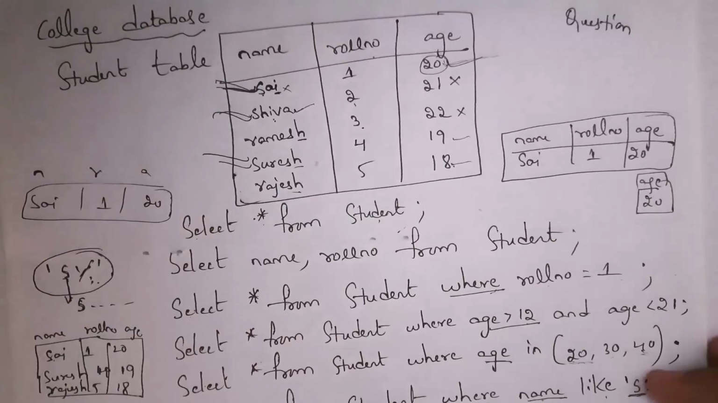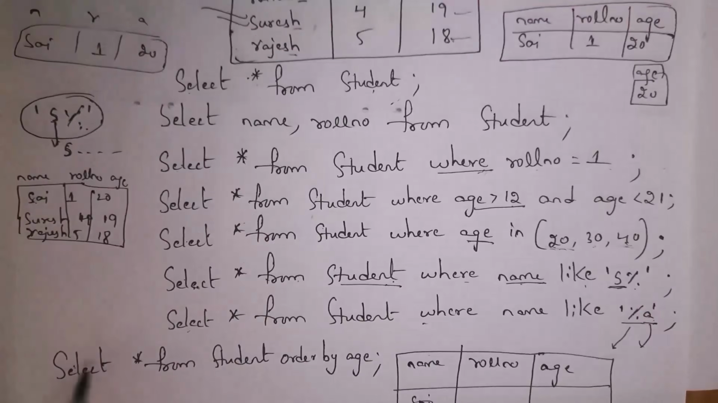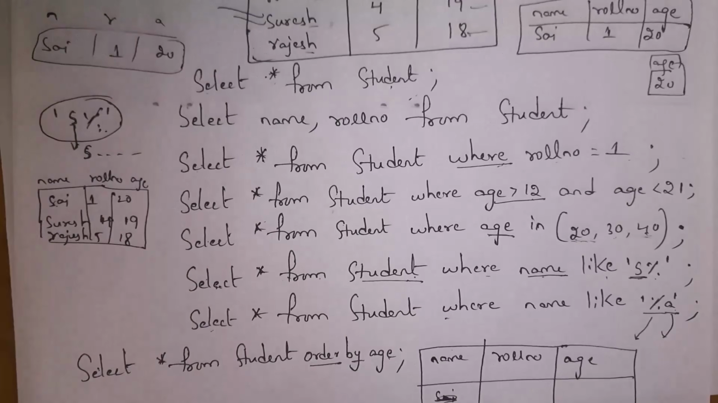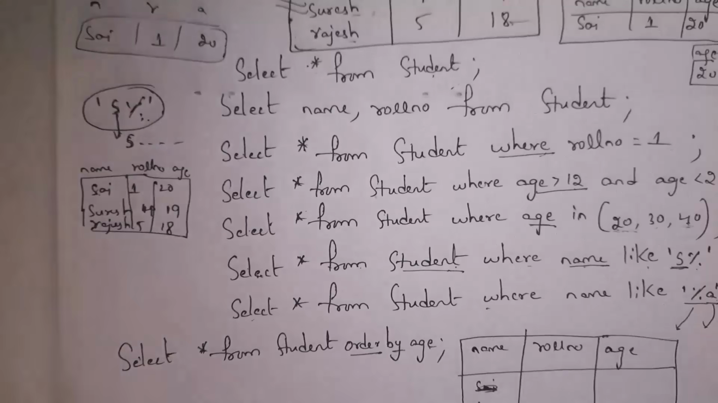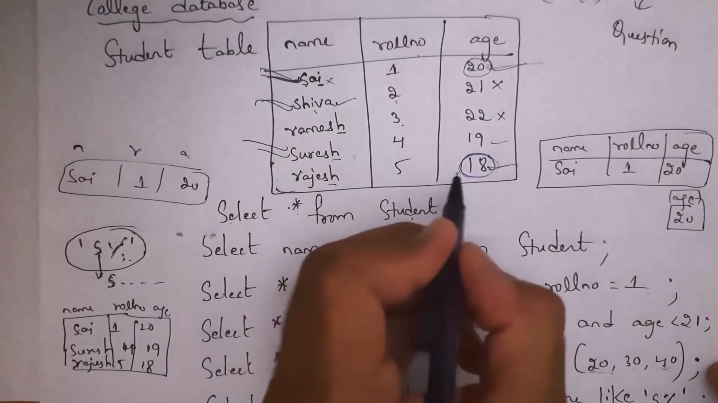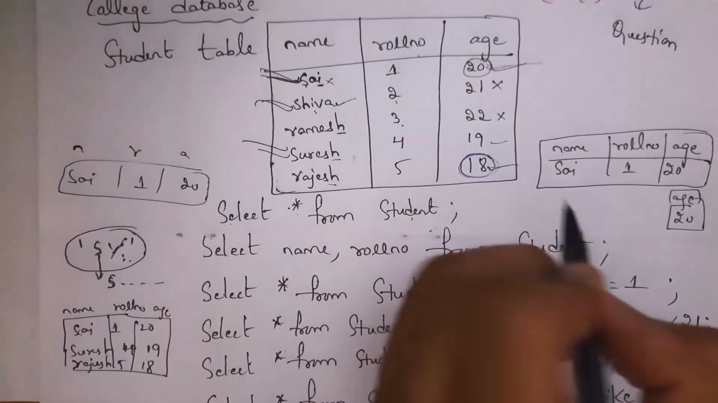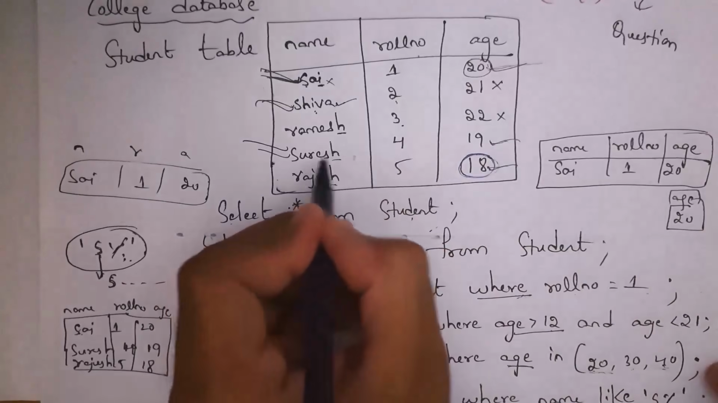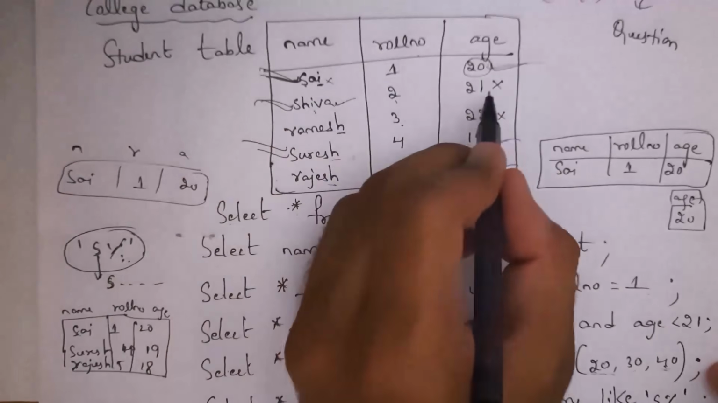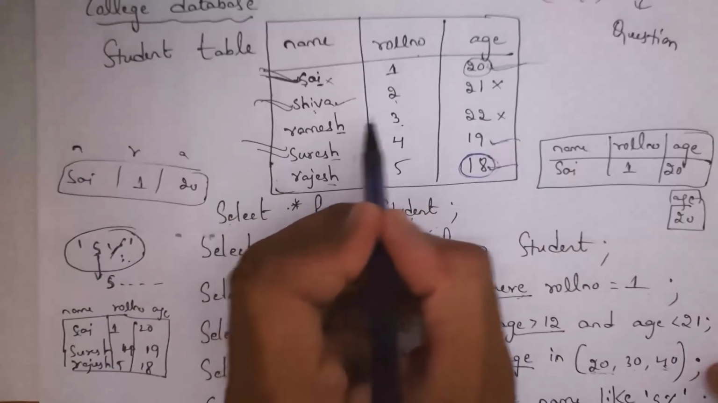This is my output. For example, I have written select star from student order by age. That means it will display the student table as output according to the order of age from small to big. If you see this age column, 18 is the smallest. So at first it will display Rajesh 5 18 and next 19 is small. So Suresh 4 19, after that Sai 1 20, after that Shiva 2 21 and at last Ramesh 3 22.